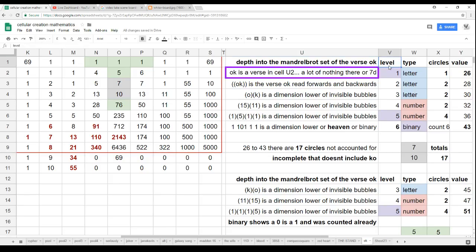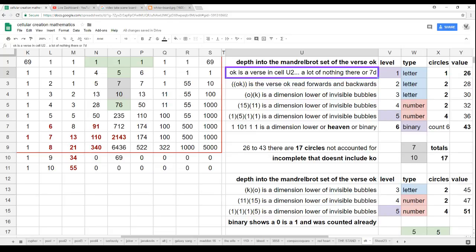Now, here's your level of depth into the Mandelbrot set. We're going to go 6 stages deep: a type of what it is, how many invisible circles there are, and then the value of the word or the verse. In purple, because purple is the highest chakra, but it's built with blue and red. I was thinking like the voice chakra, where everyone thinks. I think it's backwards, but whatever. I'm just trying to think of a left and a right, so a blue and a red making a purple.